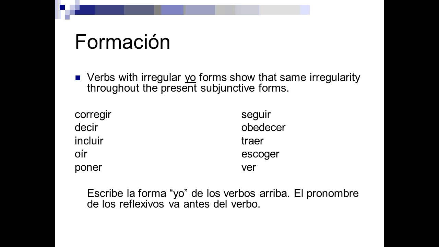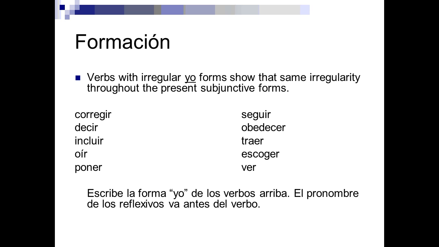Formación. Okay, verbs with irregular yo forms show the same irregularity throughout the present subjunctive. So what I would like you to do now is write the yo form of these verbs in the subjunctive. So you're going to think about what's the yo form in the present tense, and you're going to then put them in the subjunctive, and then come back and check. Okay, so pause this, come back and check. If you're not sure, you can do 1 or 2 and then check them because they don't all come up at once. Or if you'd want an example, I could give you an example.